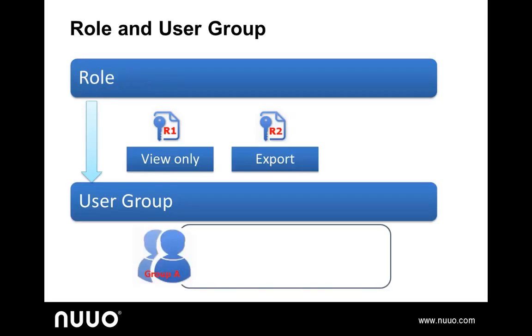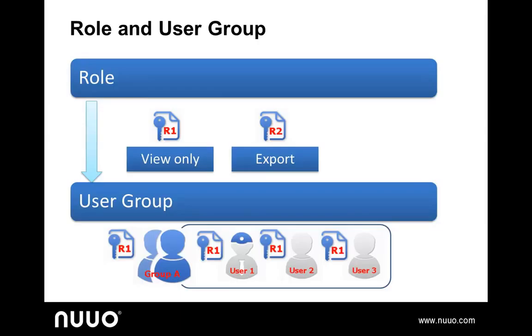This group has 1 supervisor and 2 guards. If we assign role 1 to the guards, we can restrict all guards to view-only privileges. For the supervisor, we can assign role 2 with an additional privilege like export.